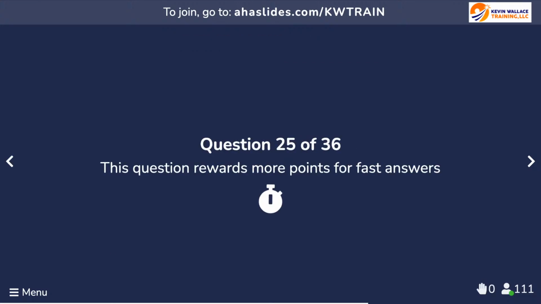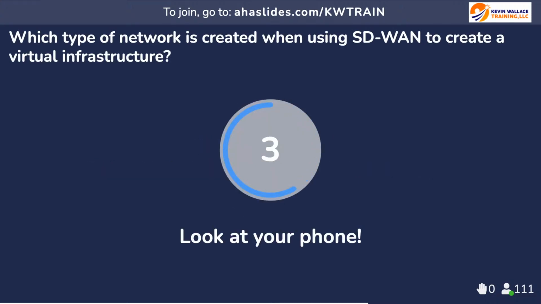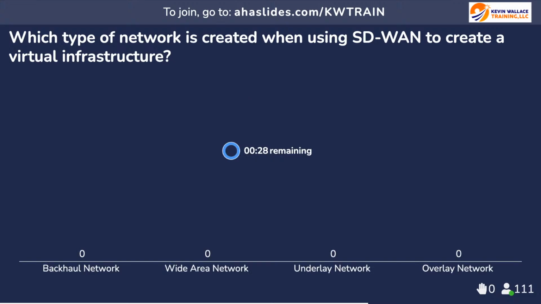Question number 25. What type of network is created when using SD-WAN to create a virtual infrastructure? Backhaul network, wide area network, underlay network, or overlay network?